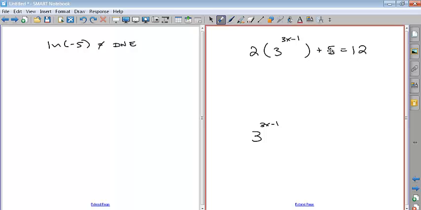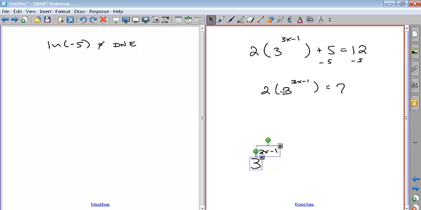So the first thing I do is I subtract 5 from both sides, and I would get 2 times 3 to the 3x minus 1 is equal to 7. So 12 minus 5 is 7. The second thing I do is I would divide by 2, because that's not a power, that's just a multiplier. So I get 3 to the 3x minus 1 is equal to 7/2, which is 3.5.